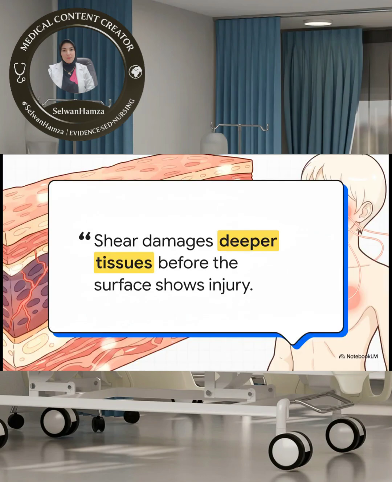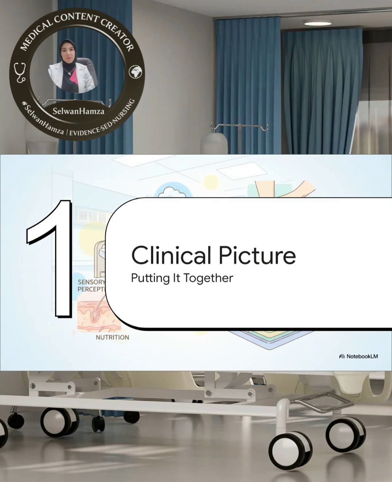And this is such a sobering thought, but it's absolutely vital to understand. The damage from shear starts deep, deep inside, long before you would ever see any redness or breakdown on the skin's surface. By the time it becomes visible, the injury is already really significant, and that's exactly why assessing this risk is so critical.